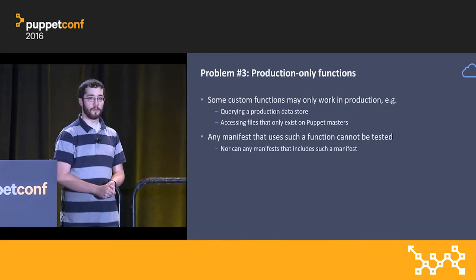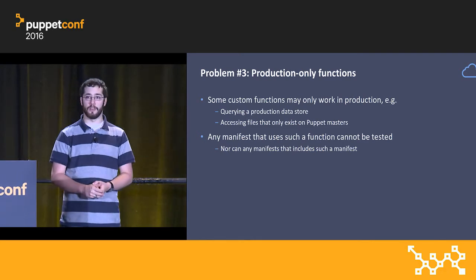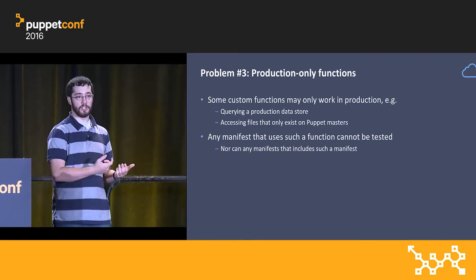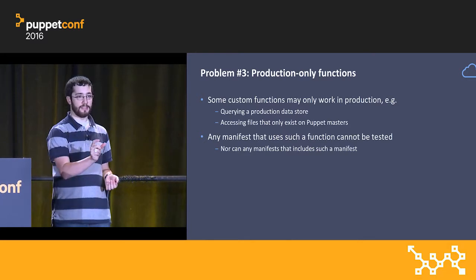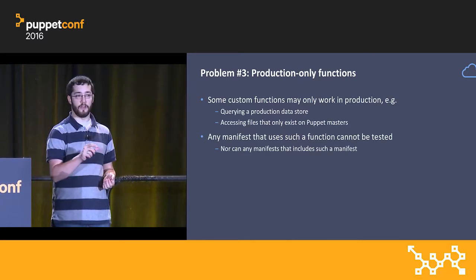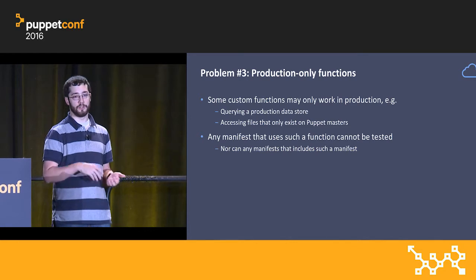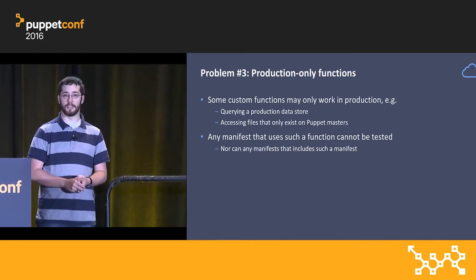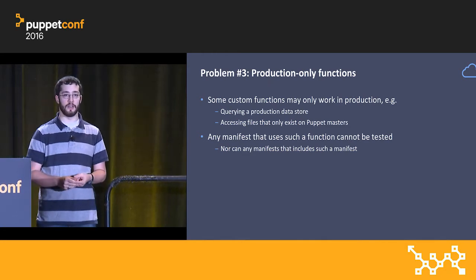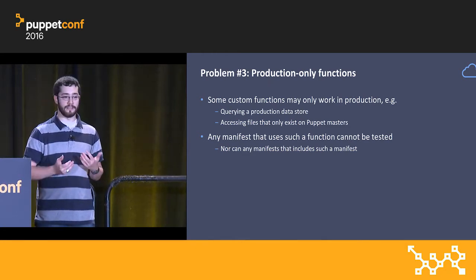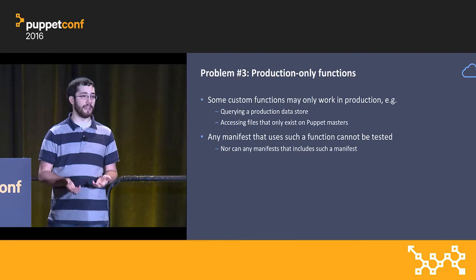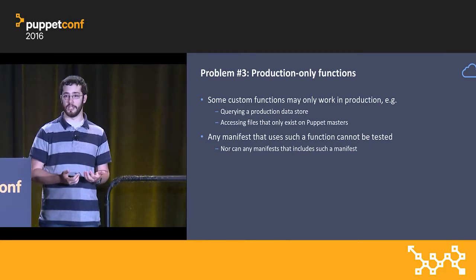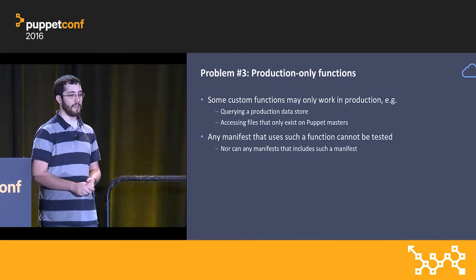One of the trickier problems we ran into had to do with custom functions. Puppet allows you to define functions in Ruby code that you can stick into your Puppet manifests and run at compilation time to produce some value. When we started testing, what we discovered was that there were some functions that would always fail in the test environment. Digging into it a little more, we found that the reason for that was because there were some functions that could only succeed in production.